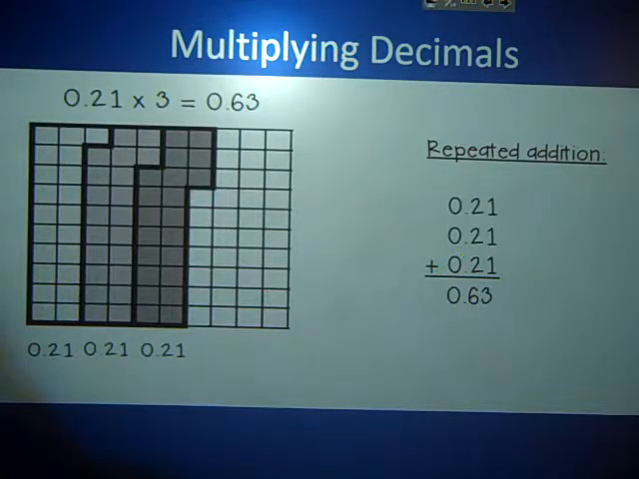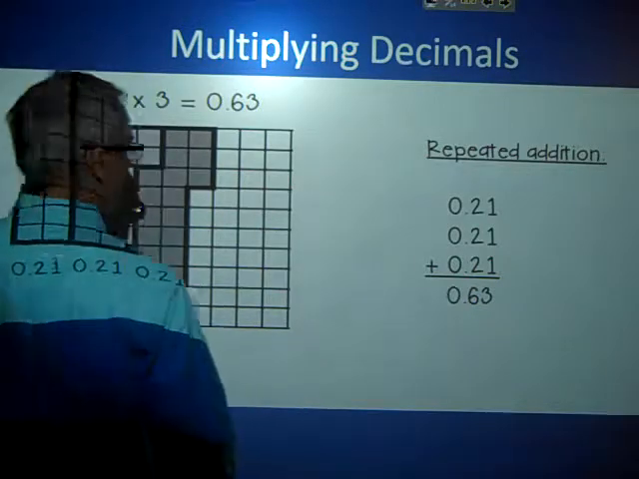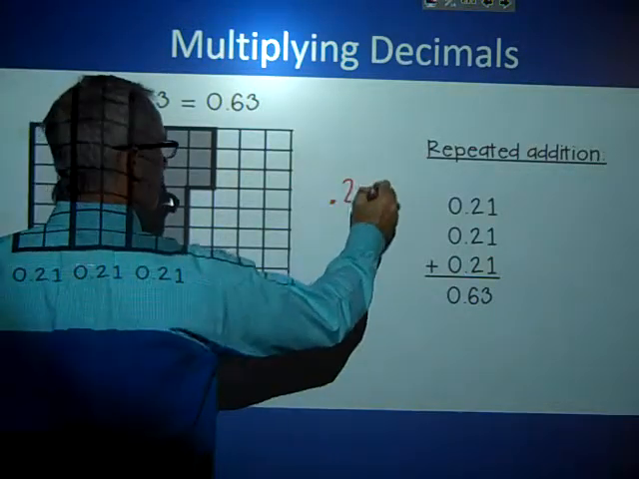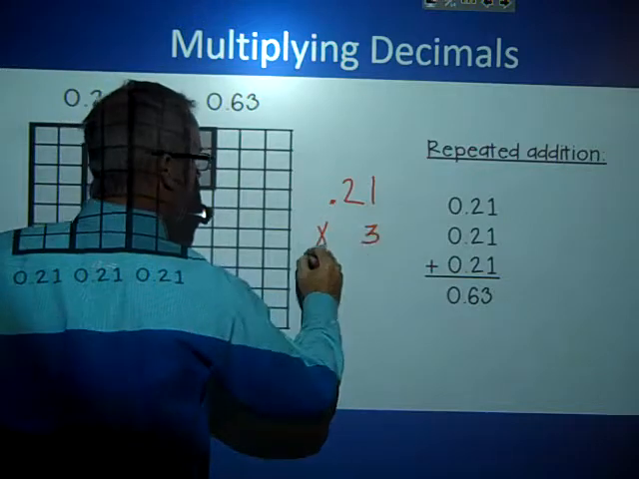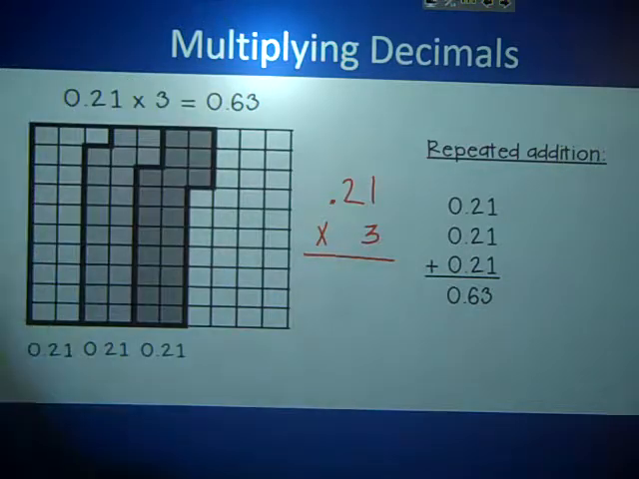I want to add the algorithm. So on your paper right here next to this one, let's add the algorithm in there. Let's take 21 hundredths and multiply it by 3. How many decimal places do I have in the question? 2. So how many should be in my answer? 2. So go ahead and do the math.